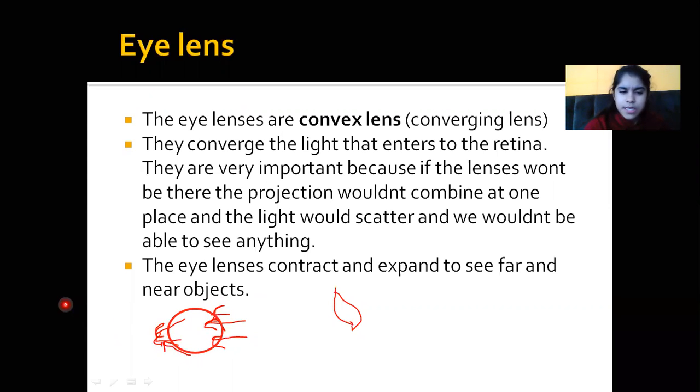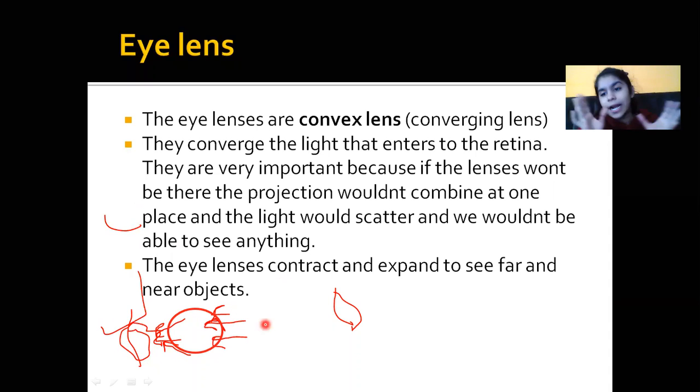And here you have your retina, and they all fall on the retina. The image gets formed in your eye, and you're able to see the image. This is what happens. But if I talk about a concave lens, it will scatter all the light.